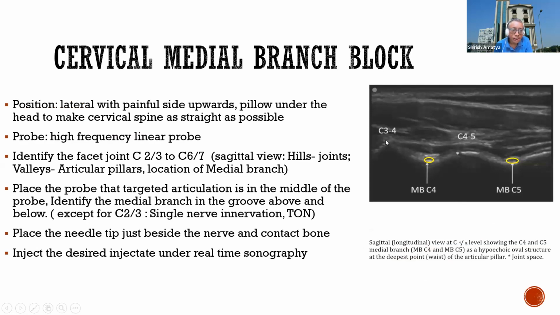So hill basically represents the joint, and this lower part usually represents the articular pillar where the medial branch lies. So here the hill is basically the facet joint, and the lower part or valley is basically the articular pillar where the medial branch is located.